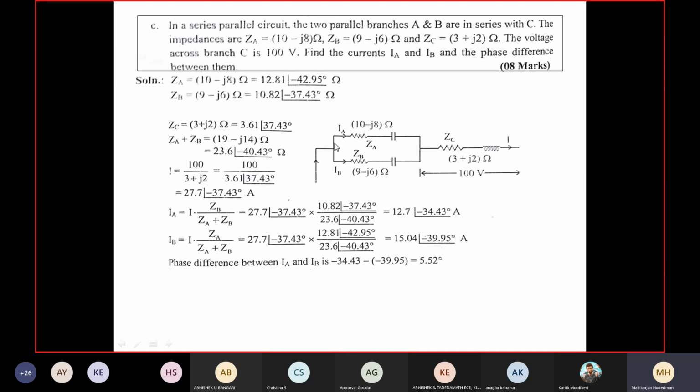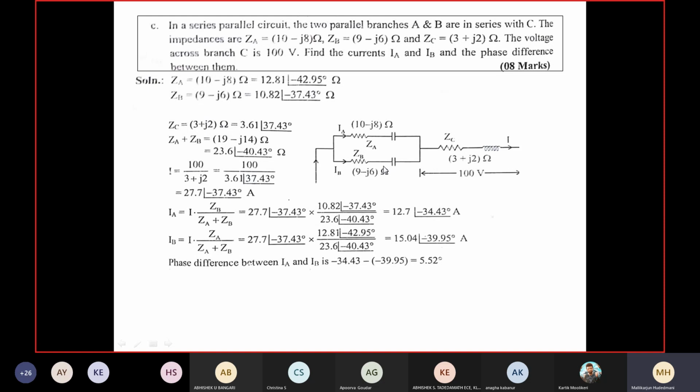What enters it divides, and again becomes a single current and goes out. Therefore, I can write it as I or IC. So given ZA, ZB, convert them to polar for easiness. Then everything is given: ZA, ZB, and ZC are given. Here something is noticed.